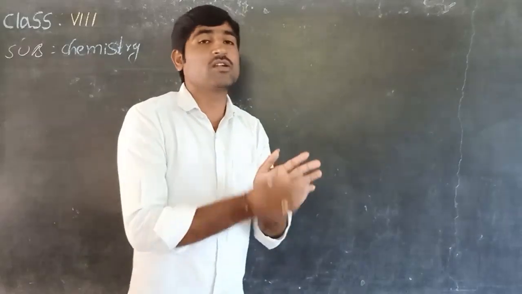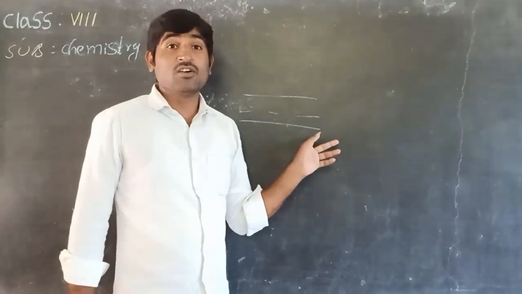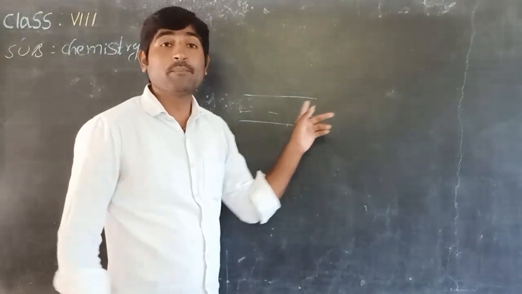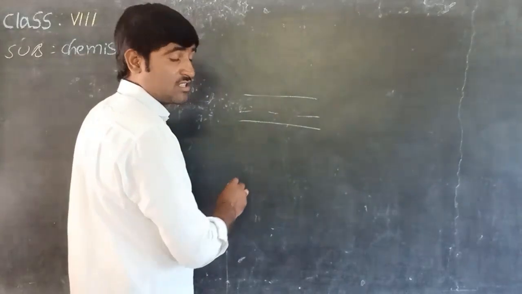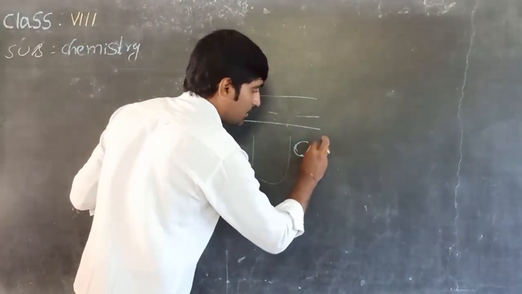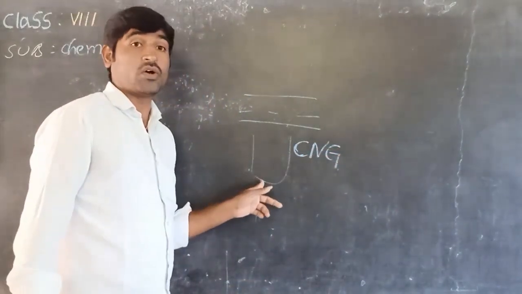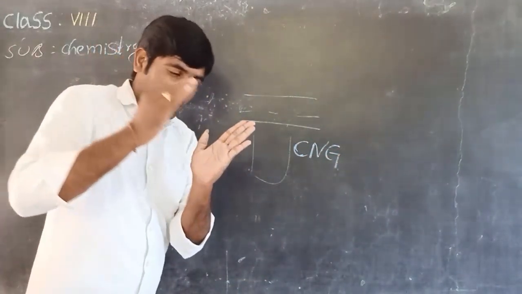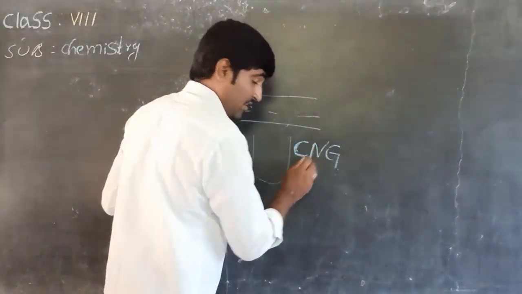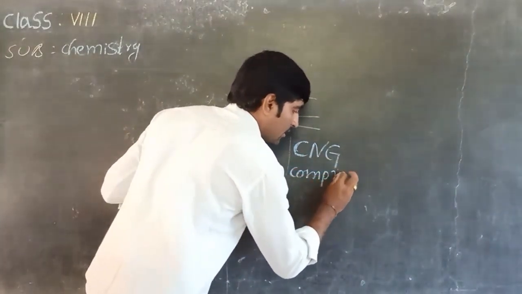It is transported through pipelines. And this natural gas is stored at high pressure and compressed in a cylinder. That's why it is called CNG. In a cylinder, natural gas is stored at high pressure by compressing the natural gas. That's why it is called CNG. CNG means compressed natural gas.